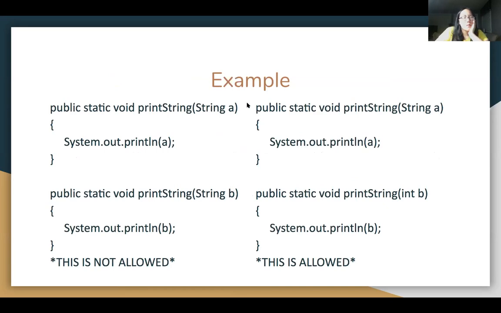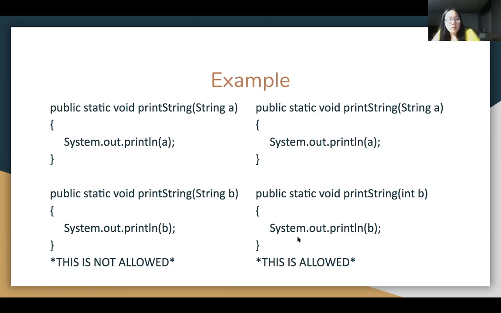An example. So the first one you have here, you see a print string, normal one. And then we have another one with the same name, print string, and we still have a string B this time, and we're printing out B. Take note, this is not allowed because we have the same name here, but we also have the same number of parameters, and the same data type of parameters. So that's why this is not allowed. You're going to get an error.